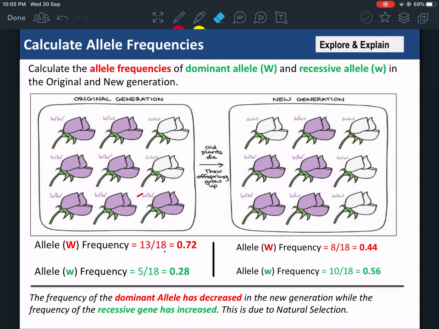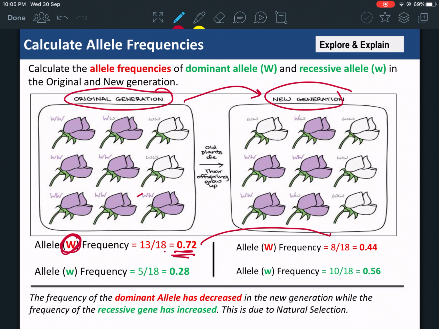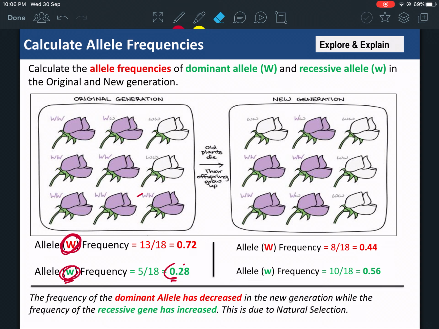Okay, now the question here is, what changed between the original generation and then later in the new generation? Okay, if you notice, the allele frequency of the big W has become less, and the allele frequency of the small w, look, has become more. It used to be 0.28, now it's 0.56. It has become a lot more. Okay, and the other one, the big one, has become a lot less.